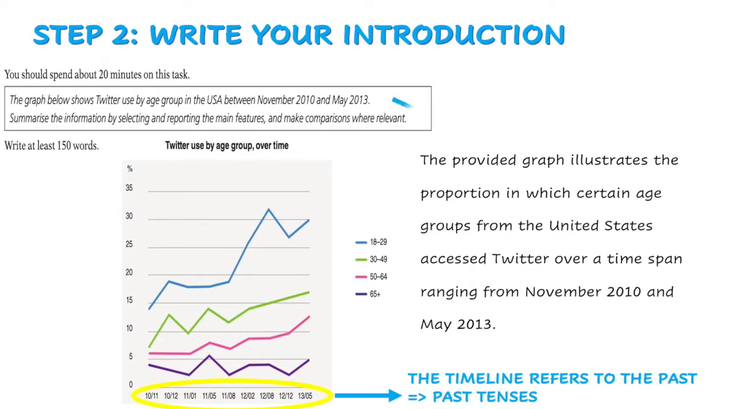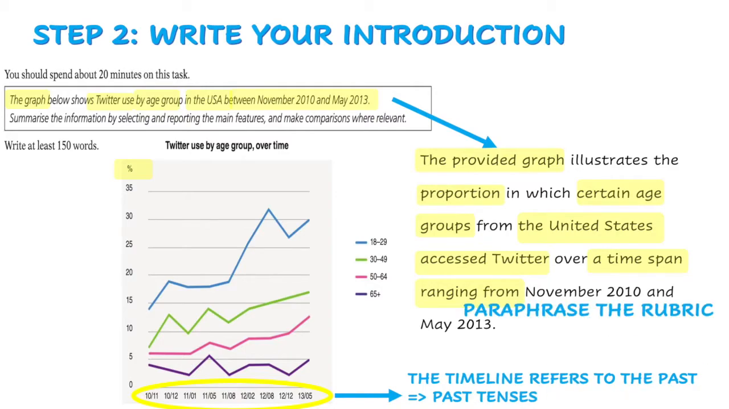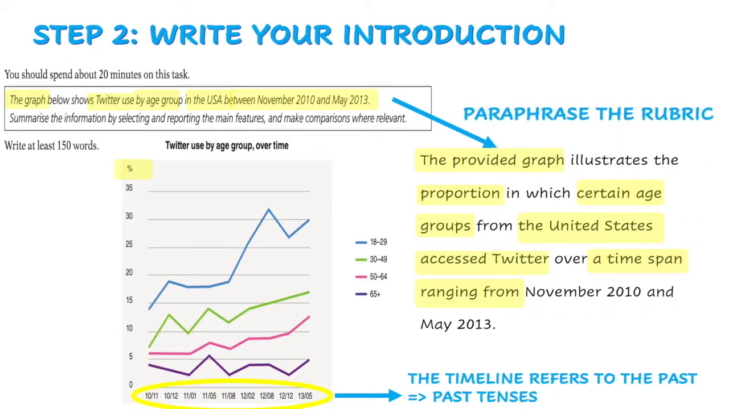Then I'm going to use the rubric to write my own introduction by rephrasing it using my own words. And this is very important. Do not copy it. You will not get any points if you do. What you want to do is to use your own synonyms and therefore paraphrase the rubric. Feel free to pause and read at your own pace.